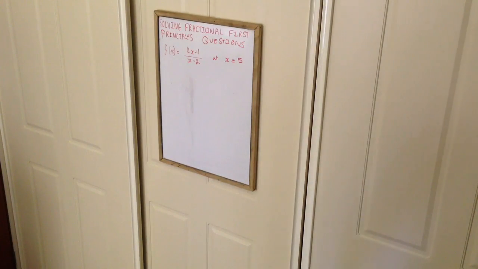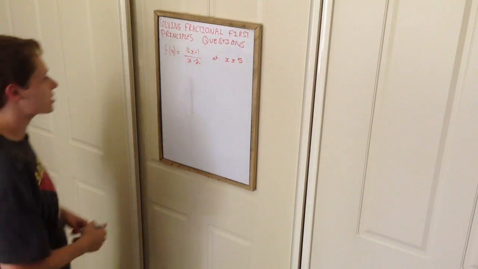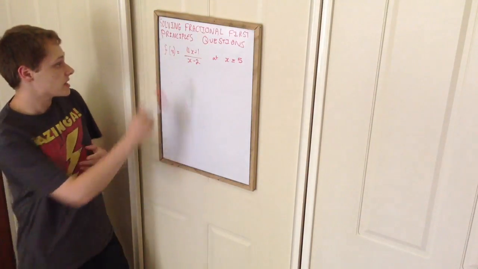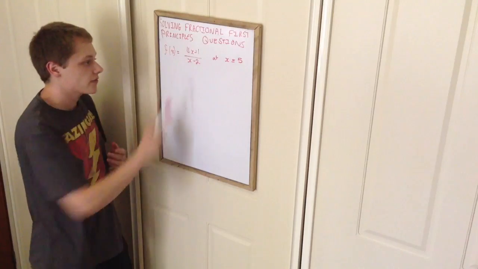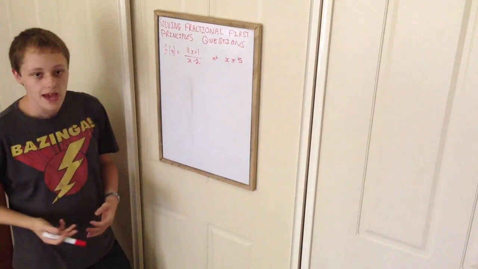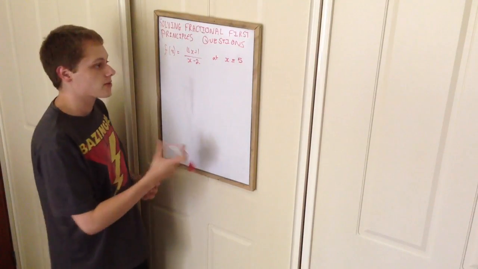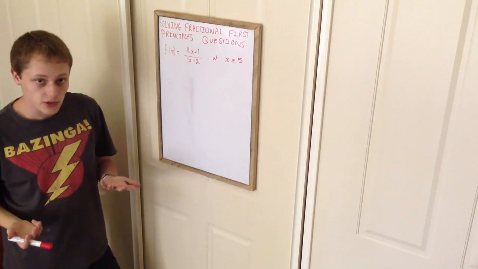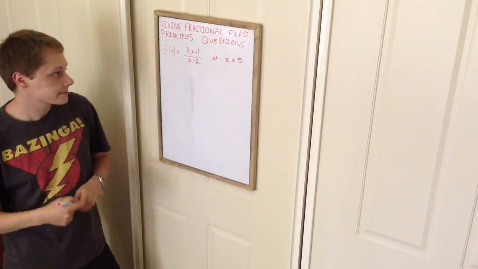Hello all. Today we're going to be looking at how we can do fractional first principles questions. So what I mean by this is we have a function like this where there's a clear fraction bar, and we need to be able to use first principles to work out the slope of the tangent at, say, x equals 5 for example, at a given point.